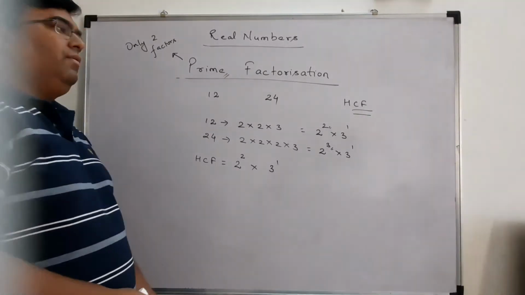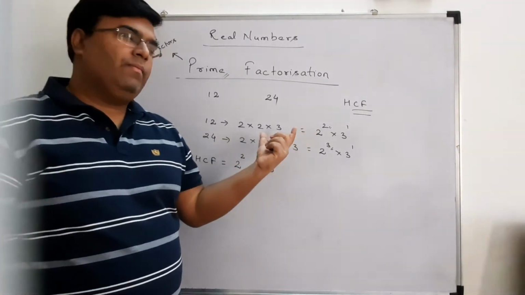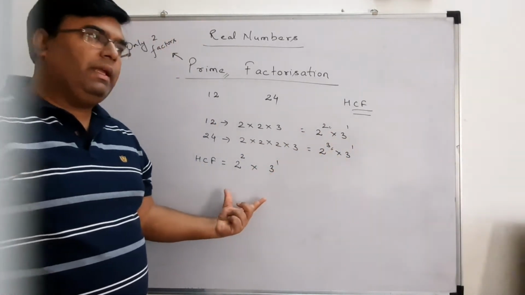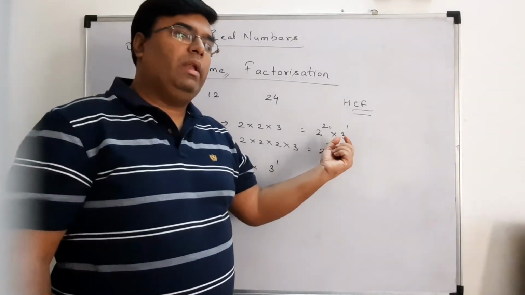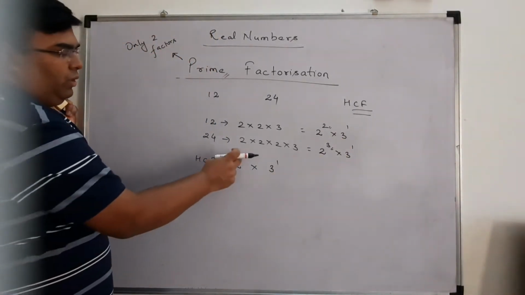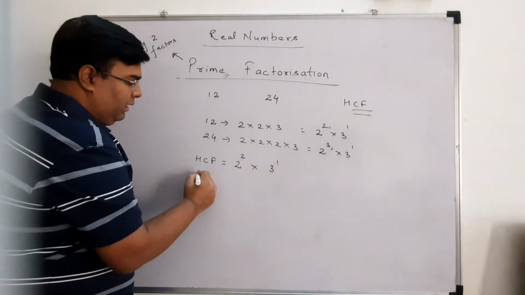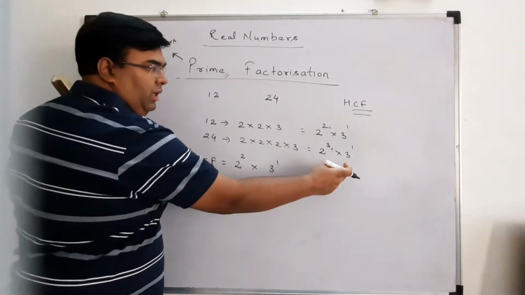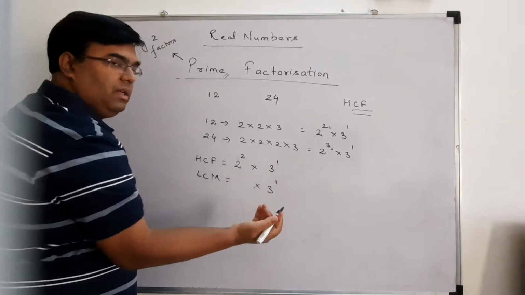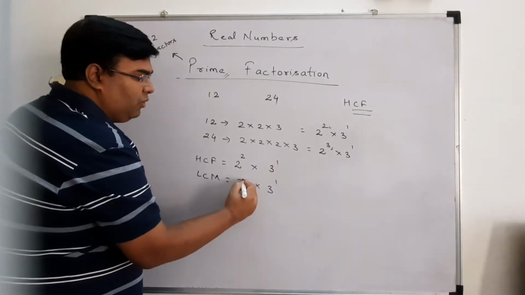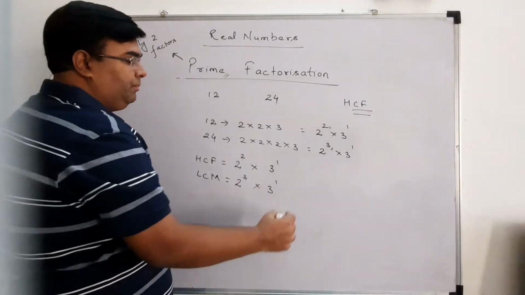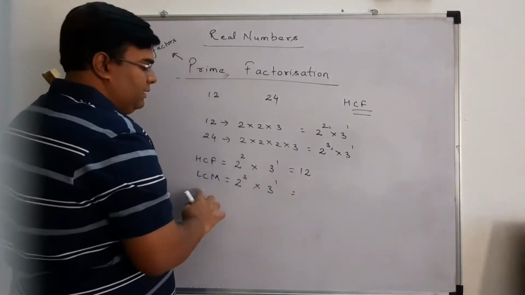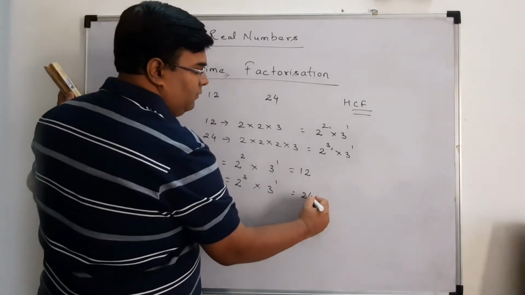Okay, so what we do? First step, you find out all the prime factors, then you can write it in the form of powers, and then take all the numbers in the HCF and use the smallest power. So 2 raised to 2 and 3 raised to 1. LCM, what you do? You take the highest power. For 3, again, the highest power is 1 and the highest power for 2 is 3. So my HCF is 4 into 3, 12, and my LCM is 8 into 3, 24.